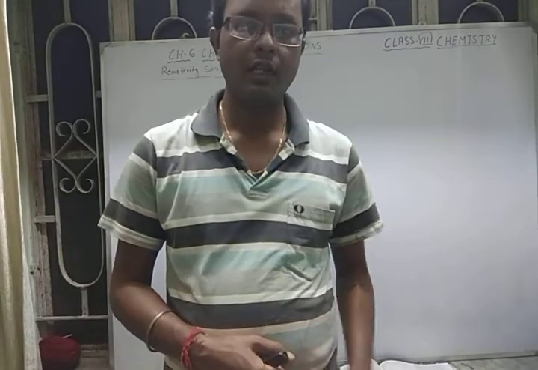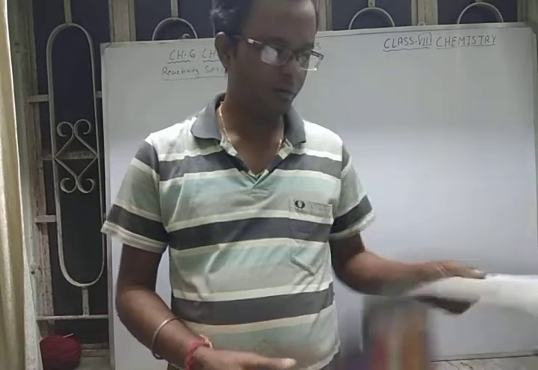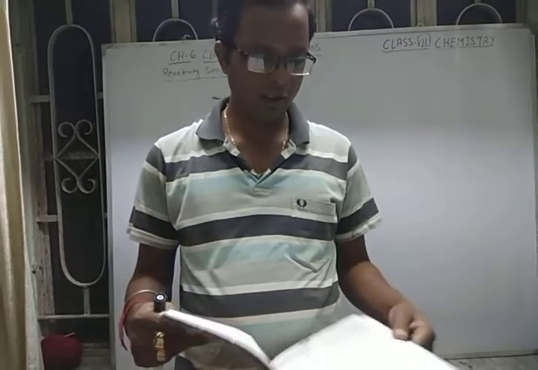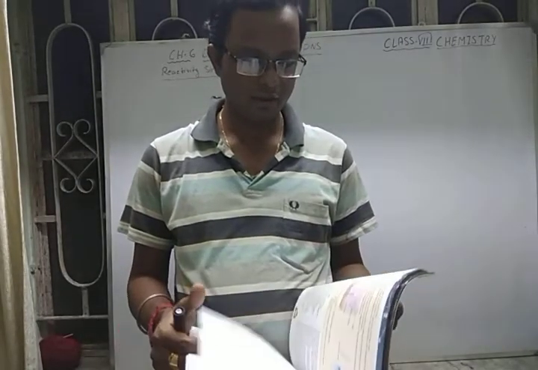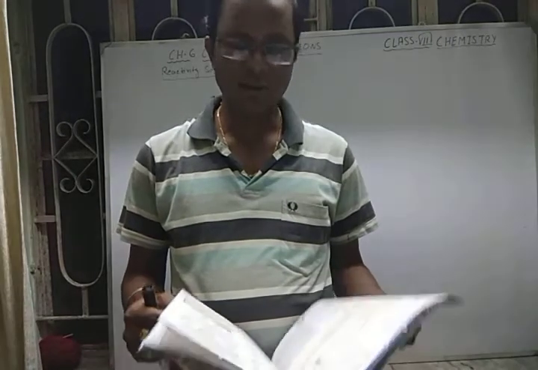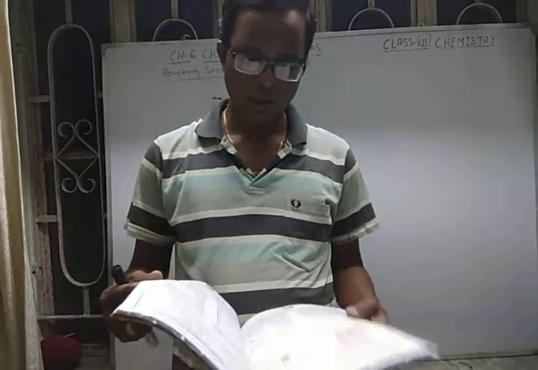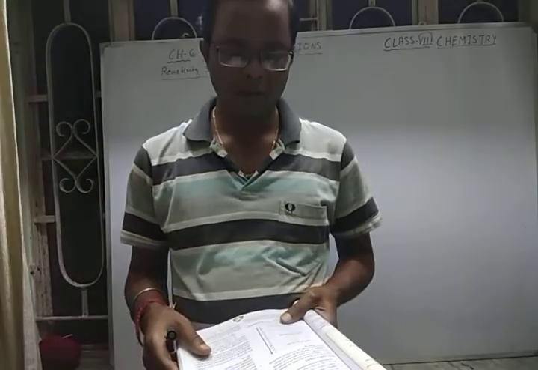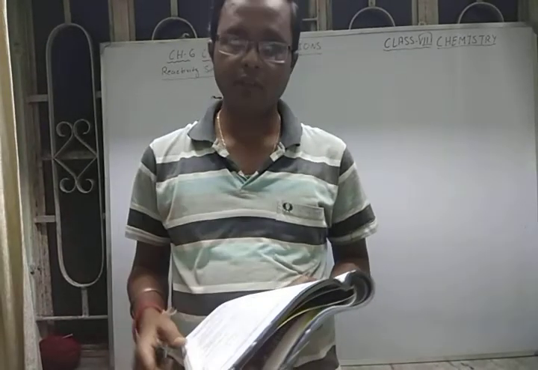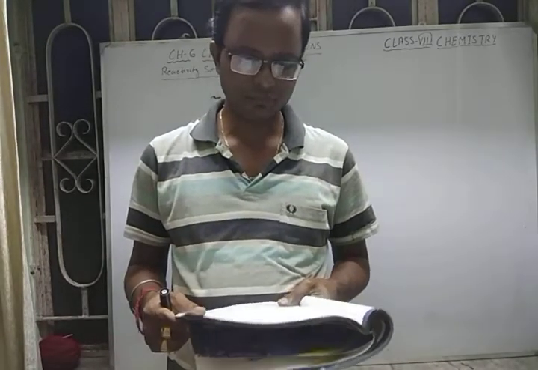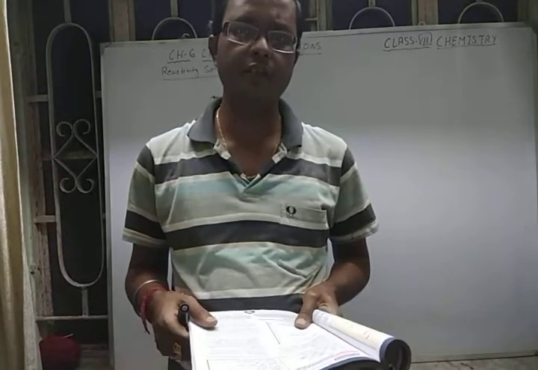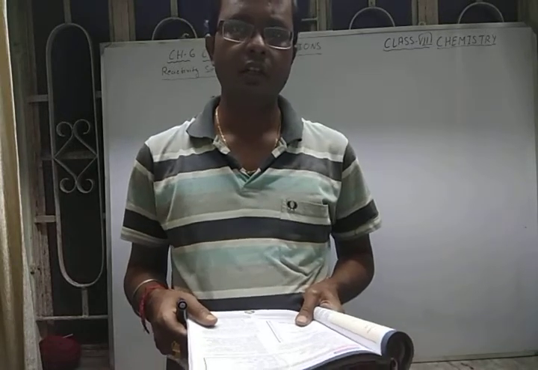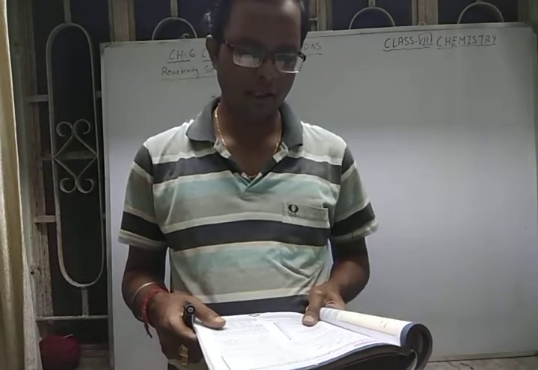In the last video class we completed the characteristics of chemical reactions and the types of chemical reactions. In today's video class I am going to start the reactivity series. What is a reactivity series? The reactivity series is also called the metal reactivity series. This series is the arrangement of metals in decreasing order of their reactivity.